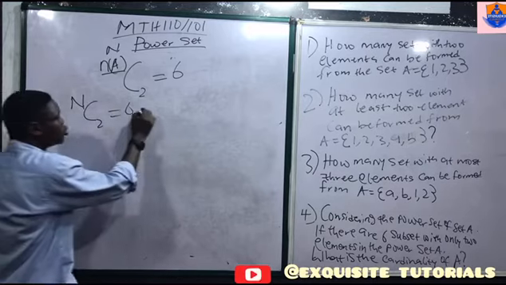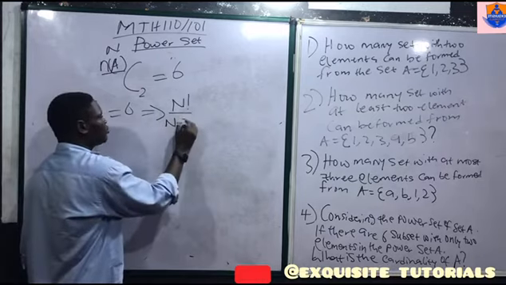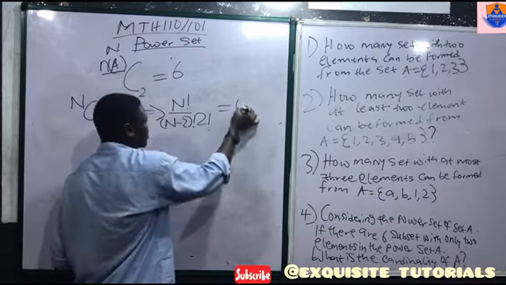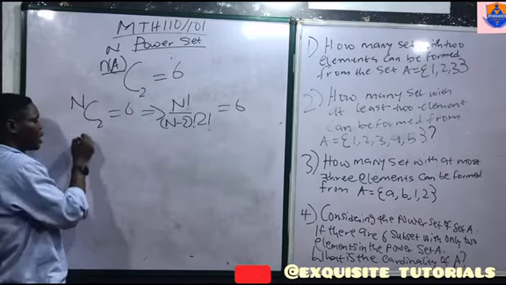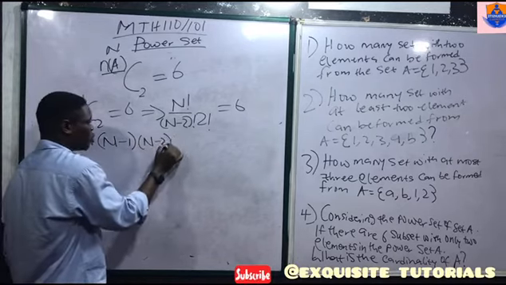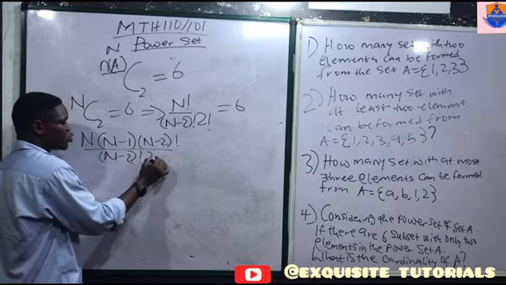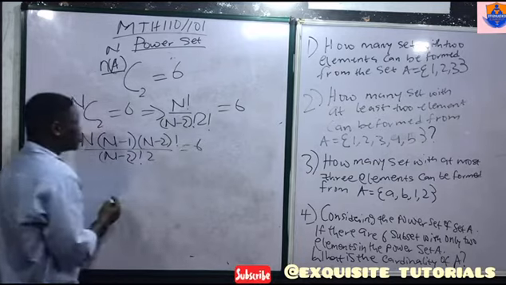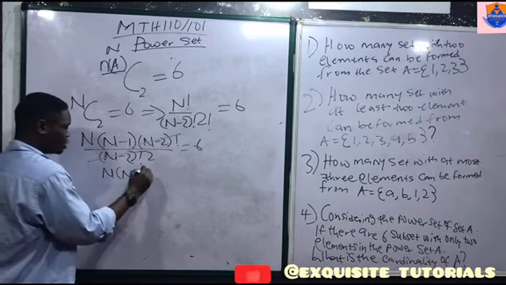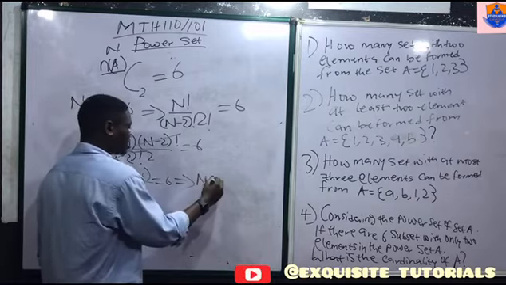Remember, n combination 2 is same as n factorial all over n minus 2 factorial times 2 factorial equals 6. So let me break this one down. Our n factorial is same as n times n minus 1 times n minus 2 factorial, all over n minus 2 factorial times 2 factorial, which is 2, equals 6. So this n minus 2 factorial can actually cancel out. We are left with n bracket n minus 1 all over 2 equals 6.